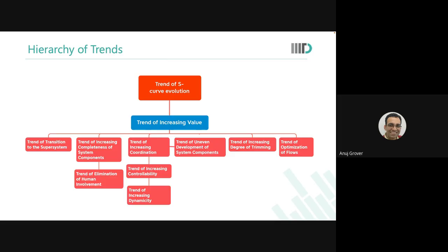A system has 10 different components. They do not coordinate well amongst each other, because of which the system has some problems today. You apply TRIZ, you say, oh, this interaction is not sufficient. I will do this so that this interaction becomes better. What are you doing? You are improving the coordination. As a result, some problems have come down.